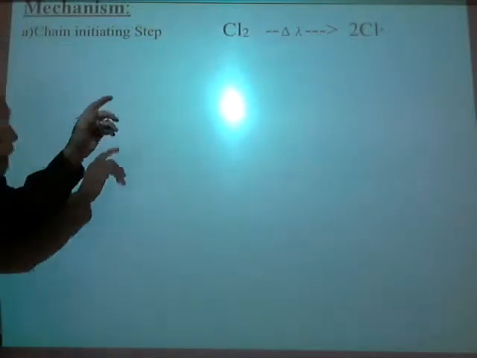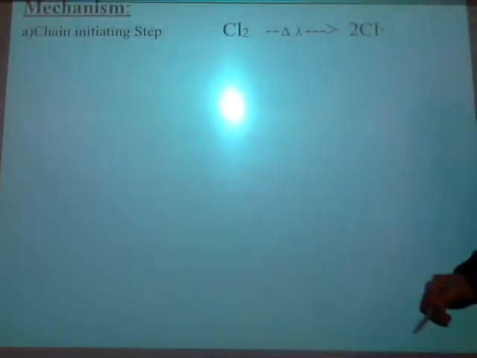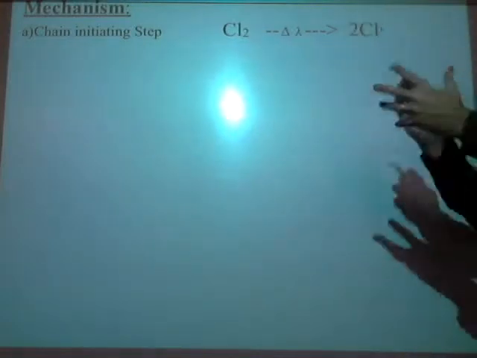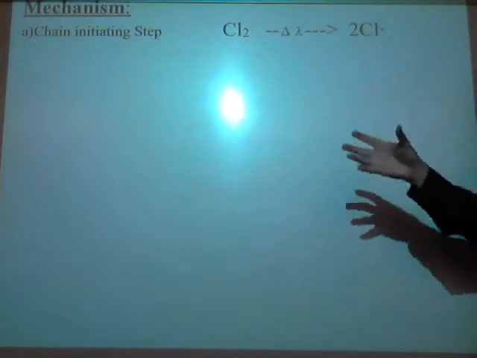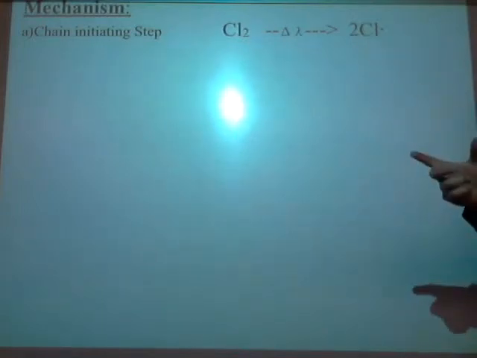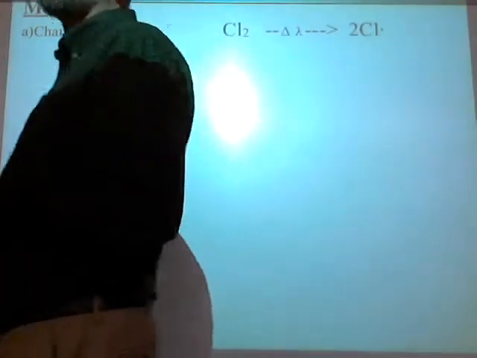That's a chain initiating step, and it's a chain initiating step because it creates this Pac-Man-like molecule that wants to go gobble up something, gobble up an electron to make it happy. When it does that, the only place it can get it from is some other compound.